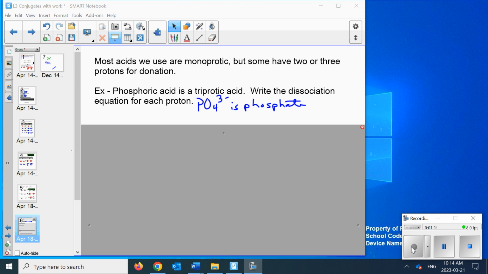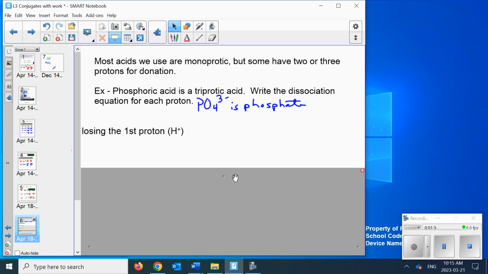Phosphoric acid is a triprotic acid. Write the dissociation equation for each proton. Phosphoric comes from phosphate, and H3PO4 is what it'll turn out to be. That's the ion. So first thing is losing the first proton. We're going to write out an equation. We'll do this as a group.